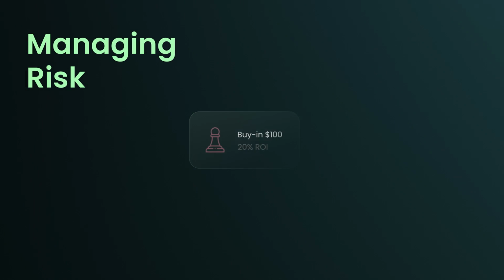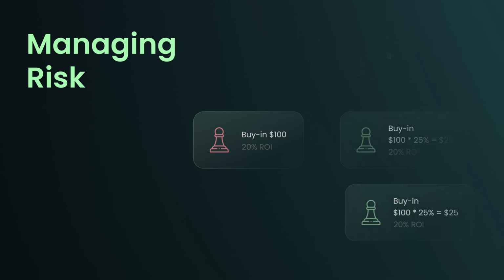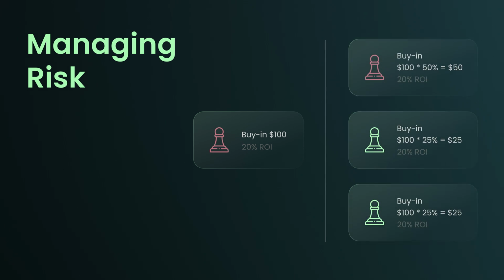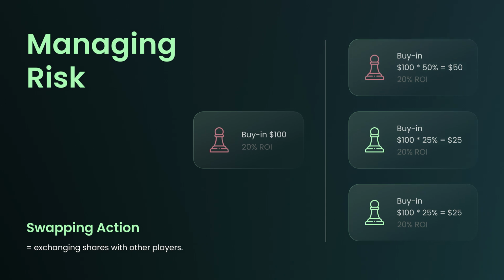But first of all, let's think about our tools that we can use to actually manage our risk now that we have understood it better. One tool that MTT players often use is swapping action. That just means exchanging shares of your tournament with other players, oftentimes your friends. That way, every player participates in each other's success and the variance is reduced.